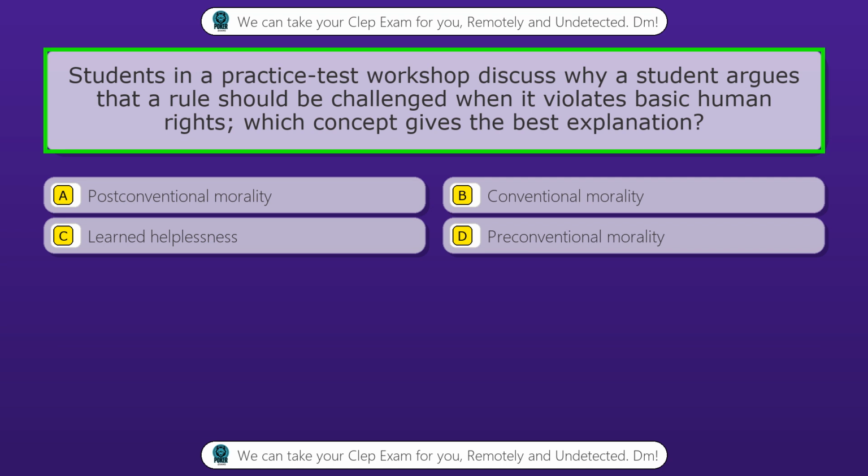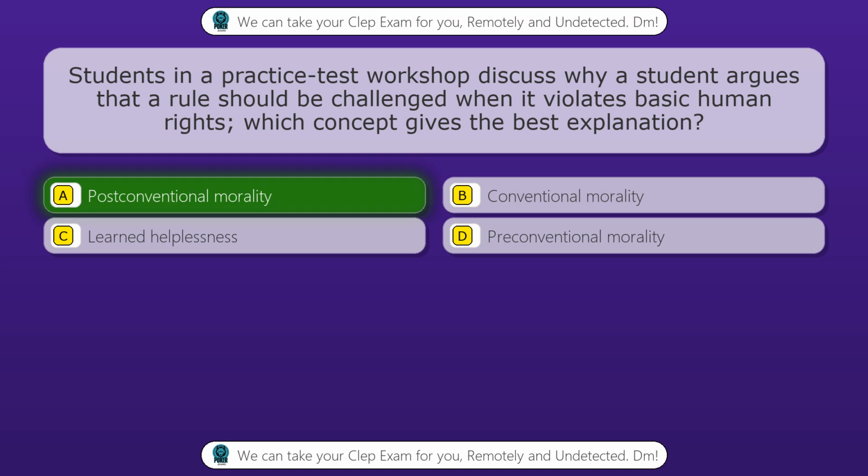Question 23. Students in a practice test workshop discuss why a student argues that a rule should be challenged when it violates basic human rights. Which concept gives the best explanation? Option A, post-conventional morality. Option B, conventional morality. Option C, learned helplessness. Option D, pre-conventional morality.